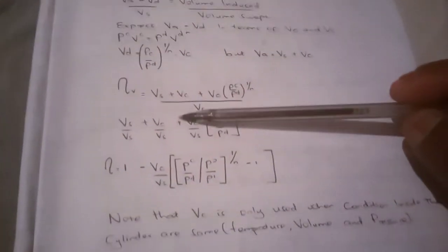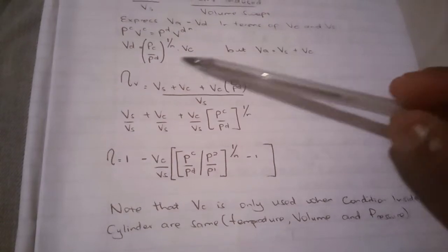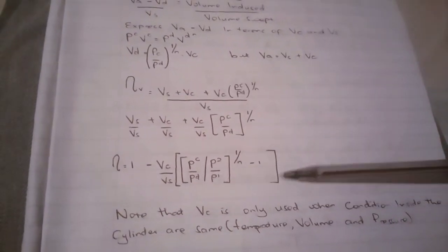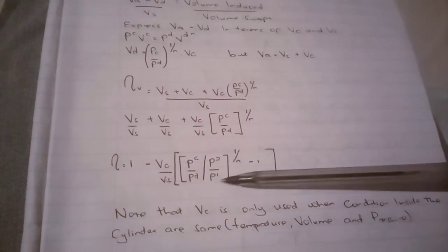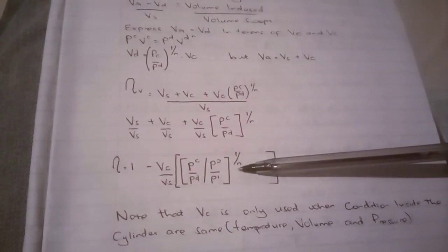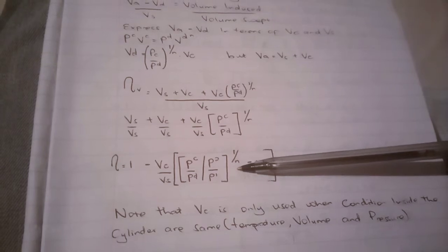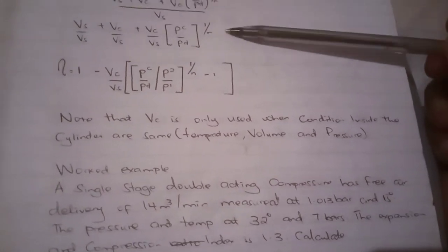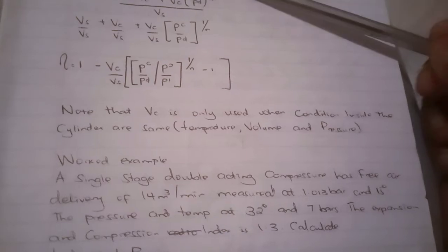After substituting, take note that you should substitute very well to get this equation, for this is what you're going to use to get the volumetric efficiency. Note that VC is only used when the conditions inside the cylinder are the same. This includes temperature, volume and pressure.